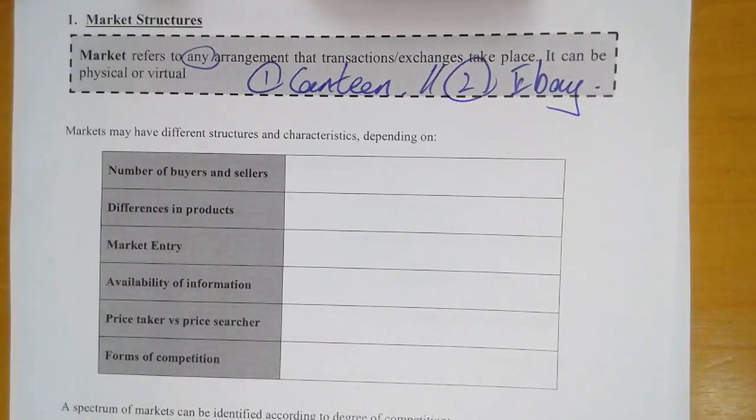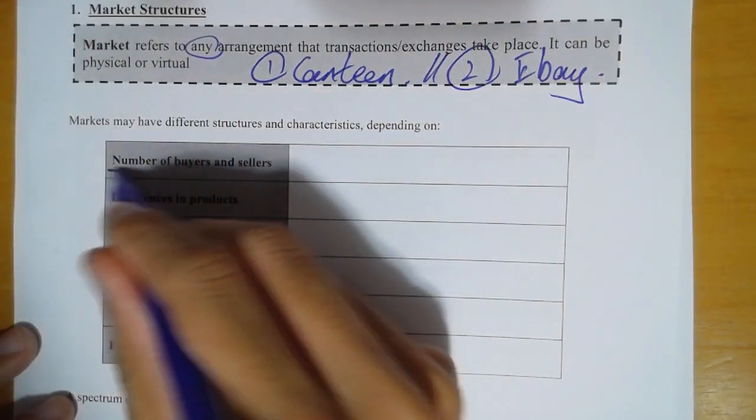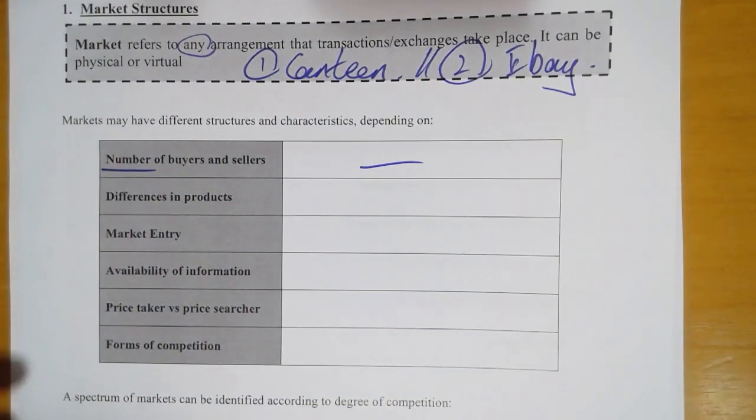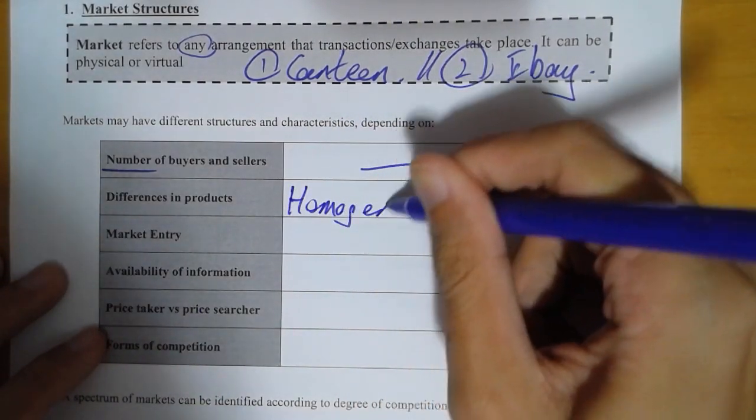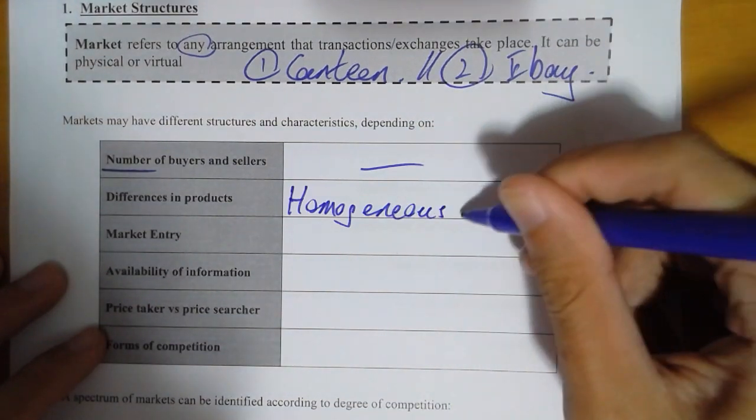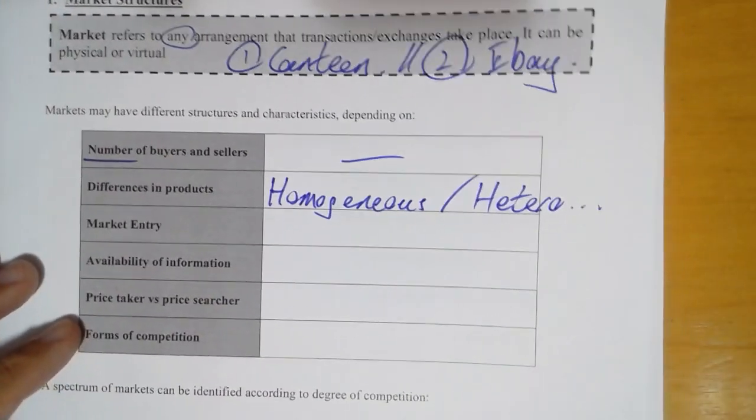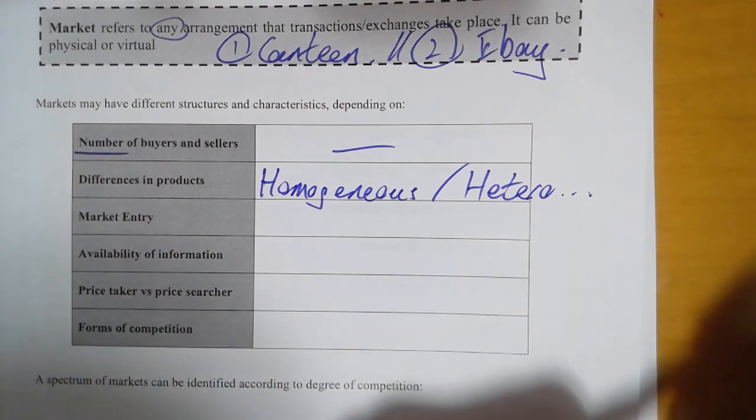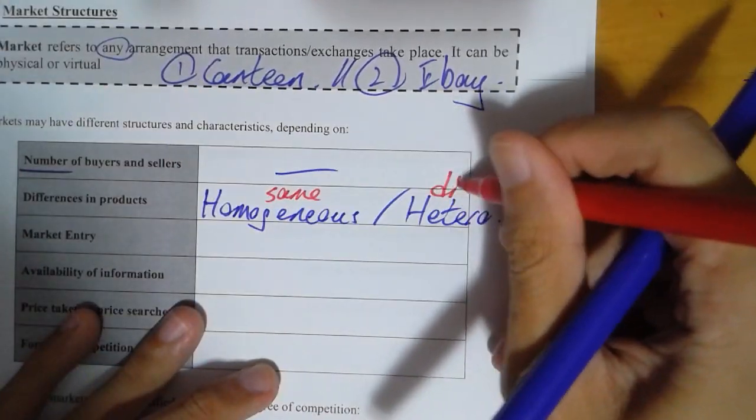Now, when we talk about market structure, we need to look at several things. Obviously, we need to look at number. Okay? Now, and then we need to look at whether the products sell in the market are, first of all, homogeneous or heterogeneous. Now, what it means is that homo, same. Now, basically, this one, it means same. This one means different.